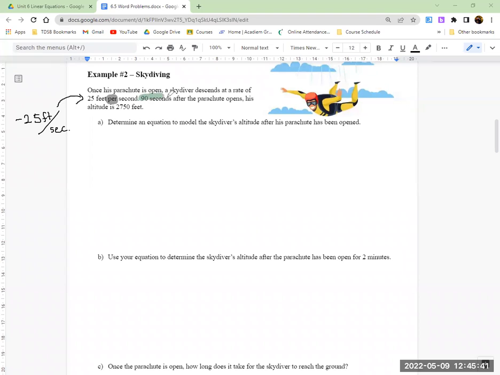Next. 90 seconds after the parachute opens, the altitude is 2750. Notice how this question doesn't tell you what the relationship is. It expects you to figure out what the x is and what the y is. Based on the slope itself, can you tell me what the x and y might be? Let's start with some let statements. Let x represent and let y represent. See if you can do it and create an equation.